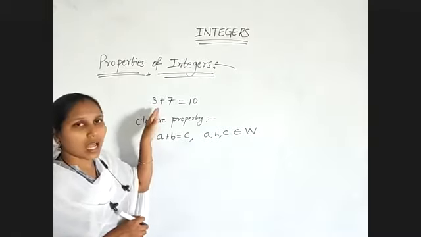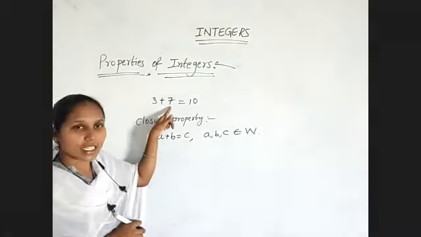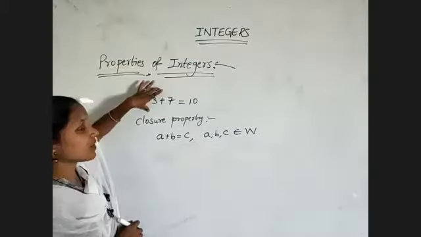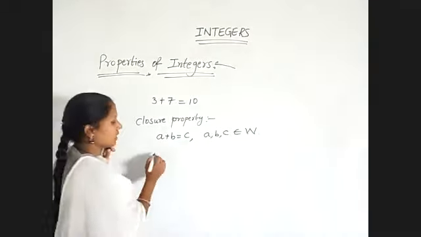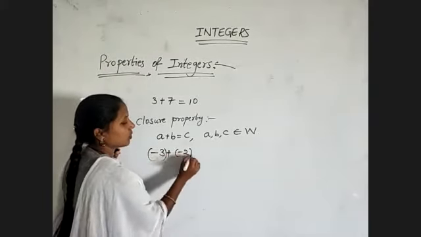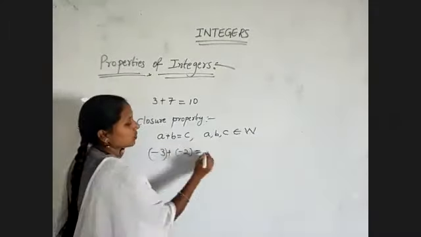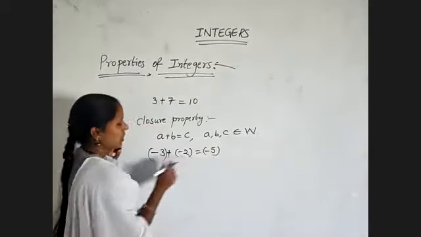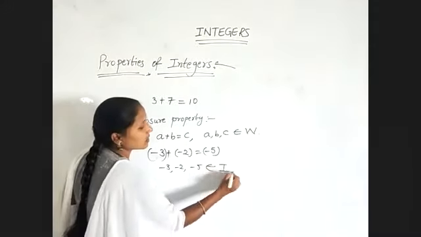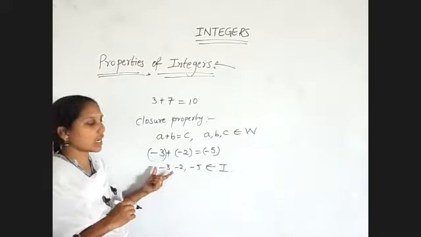We already know that all the whole numbers are integers also. 3, 7 are integers and 10 also is an integer. That's why closure property is possible for positive integers. What about the negative integers? We will check. -3 plus -2. Both are negative integers. So -3 plus -2 is -5. Here -3, -2, -5 all belong to integers. So that's why closure property is applicable for integers under addition.